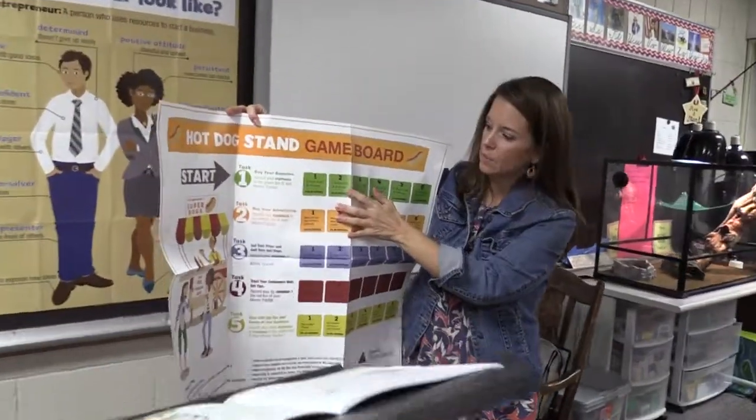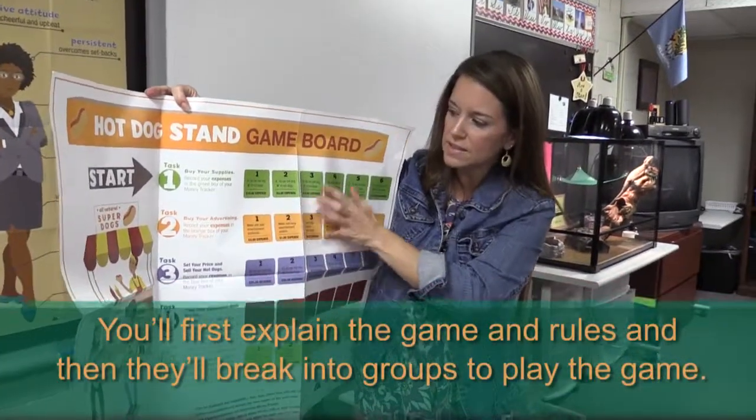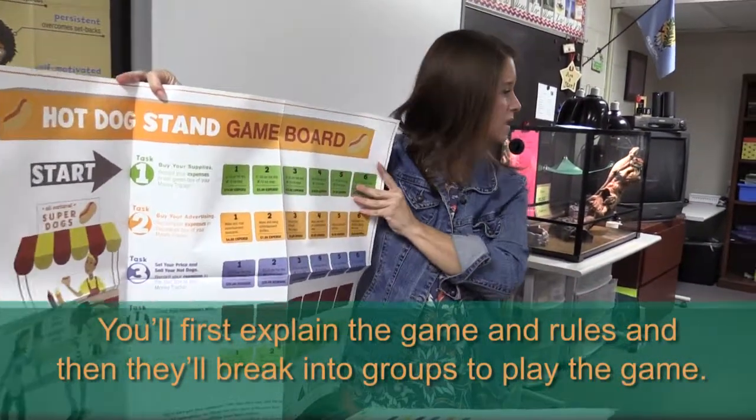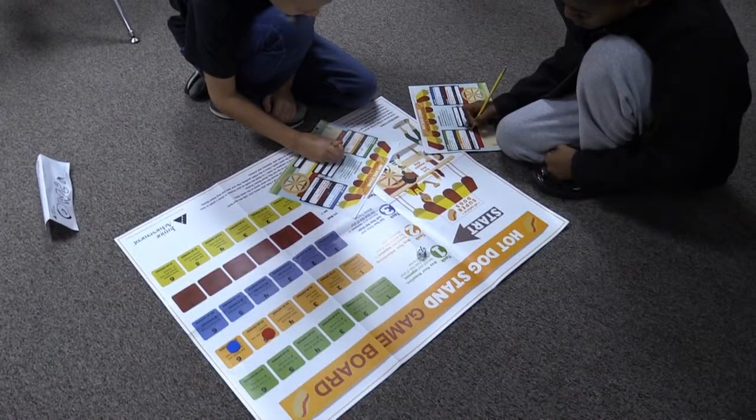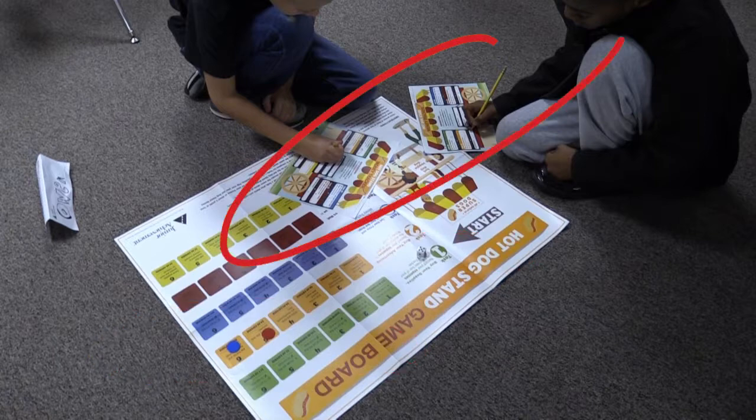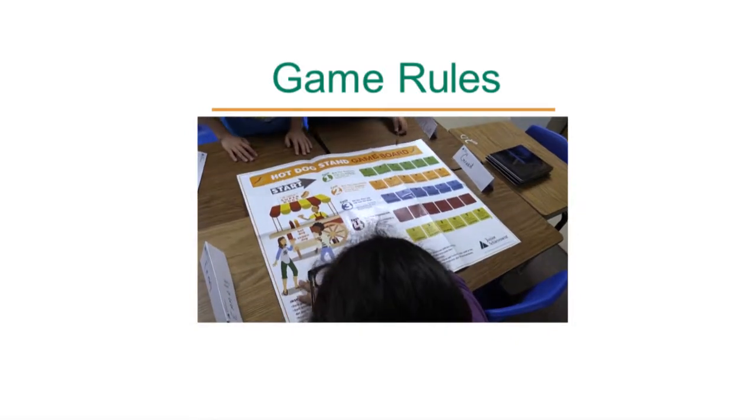Before starting the hot dog stand game, tell the students you'll first explain the game and rules, and then they'll break into groups to play the game. Review each of the game items with the students: the game board, die, game piece, and a money tracker sheet for each student. Here are the rules of the game.